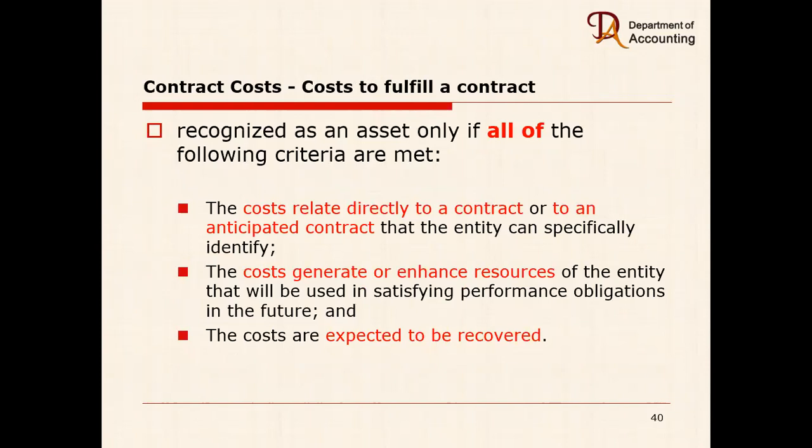Then you have the cost to fulfill a contract. Recognize as an asset only if all of the following criteria are met. When it comes to the cost to fulfill a contract, you can recognize it as an asset only if all of the following criteria are met. What is that? The cost relates directly to a contract or to an anticipated contract that the entity can specifically identify. Simply putting, the cost directly relates to a contract.